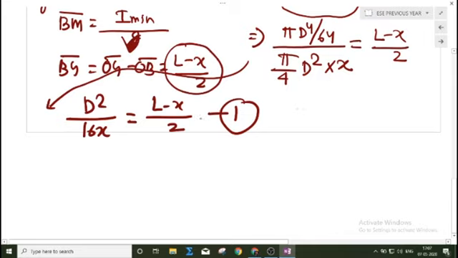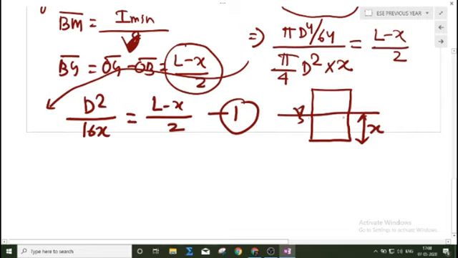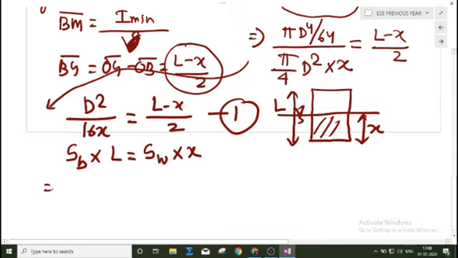Now you have to find the depth of immersion. Suppose this part of the cylindrical body is submerged inside the water, and the full height is given as L. So I can use this equation: specific gravity of the body into L, the height of the body, equals specific gravity of the fluid, which is water, into the depth of immersion. That is, specific gravity of the body into L equals 1 into X.